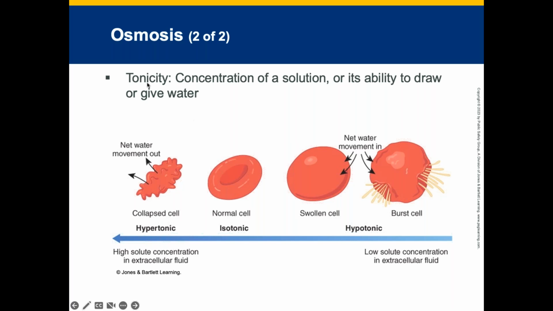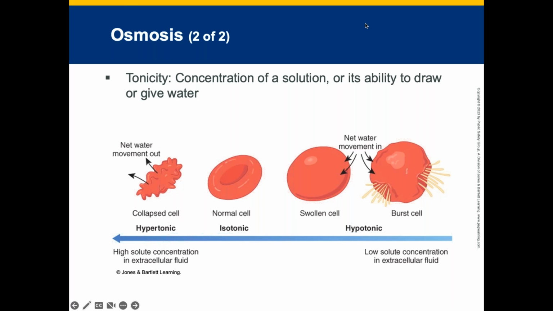Tonicity is the concentration of a solution or its ability to draw or give water. A solution with a higher solute concentration compared with another solution is hypertonic. A solution with a lower solute concentration is called hypotonic. An isotonic solution is one in which there is an equal concentration of solute and liquid on either side of the membrane. Let's stop there for a second. We have hyper, hypo, and iso, right?